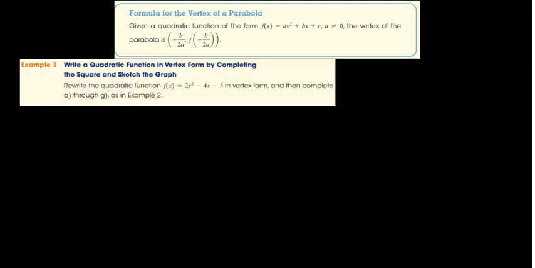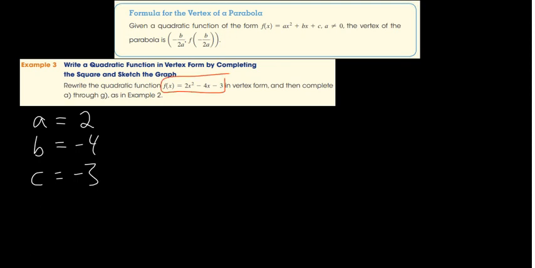So what I'm going to do is find negative b over 2a. Real quickly, in this equation, let's break this down super simple. A, B, and C. What is my A value? Well, it's a 2. What is my B value? It's a negative 4. What's my C value? A negative 3. Right? That's just taking the ax squared plus bx plus c and breaking it down into A, B, C.